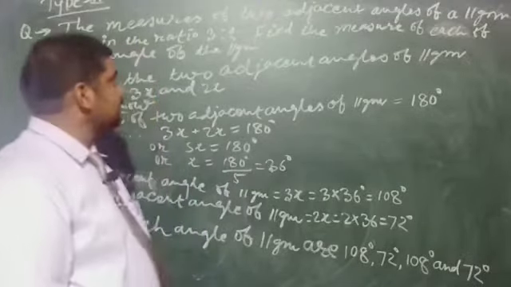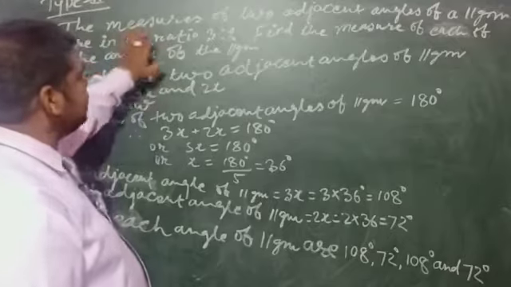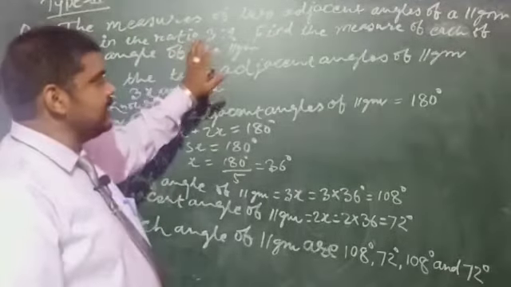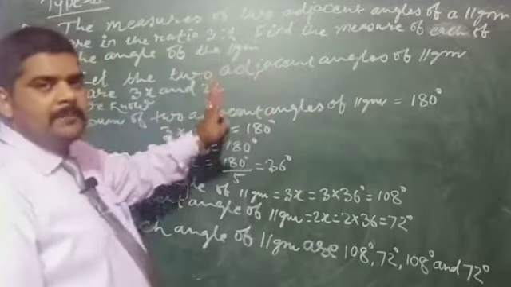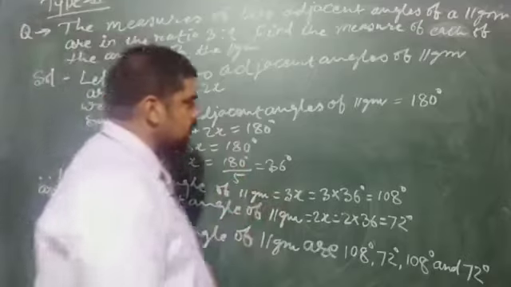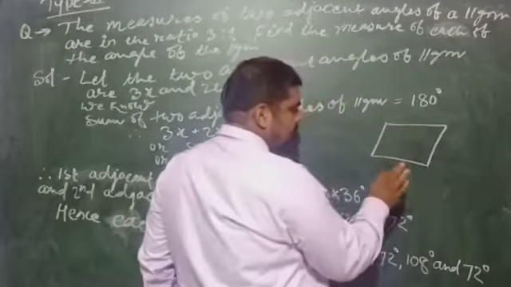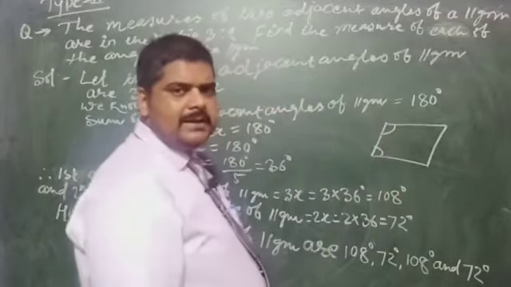My dear student, you can just see the first question. The question is: the measure of two adjacent angles of a parallelogram are in the ratio 3:2, and you have to find the measure of each angle of the parallelogram. You know that in the case of any parallelogram, the sum of its adjacent angles is equal to 180 degree.